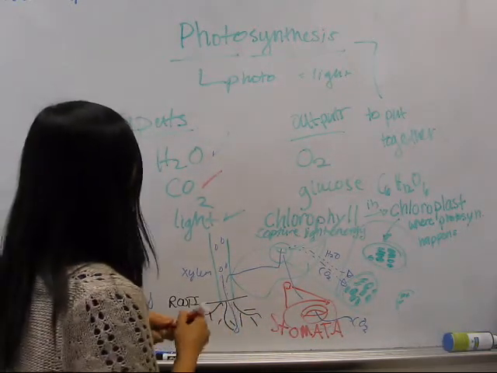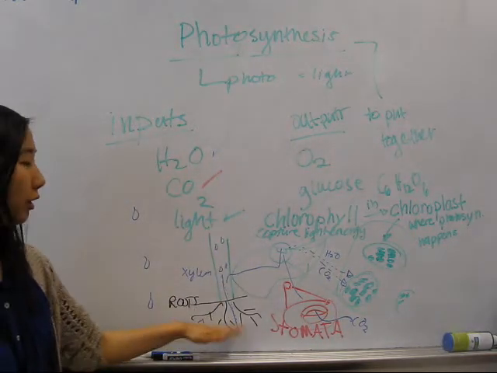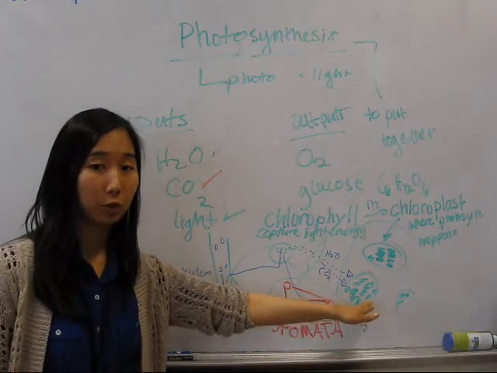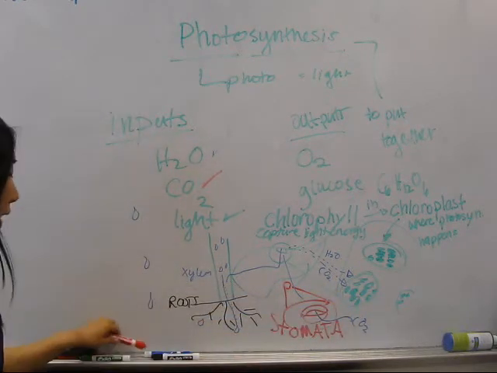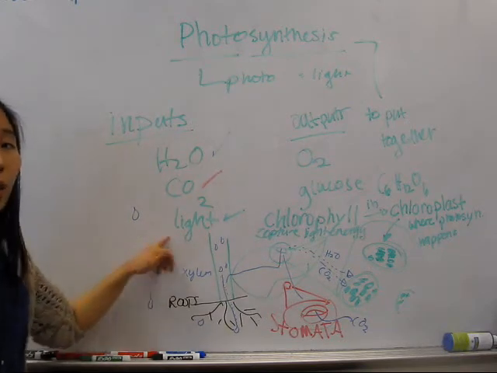Okay, so we've talked about the inputs and the outputs. I've shown you how all the inputs get to the chloroplast where photosynthesis happens. It's about time that we talk about light, and what light actually does.